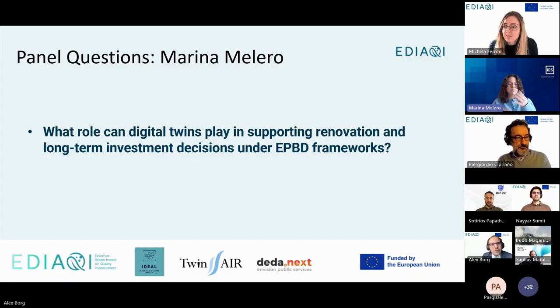And third, they help close the loop because we can track performance over time and verify the savings and the outcomes that are actually being delivered, which we believe is essential for EPBD-aligned pathways and long-term compliance. So in that sense, I would say that digital twins turn EPBD from a policy ambition into something that is actually operational, monitorable, and accountable over time.